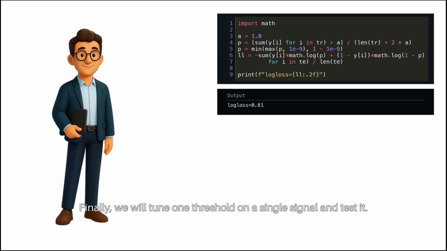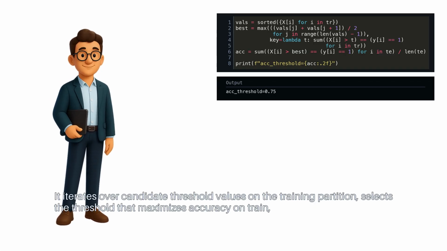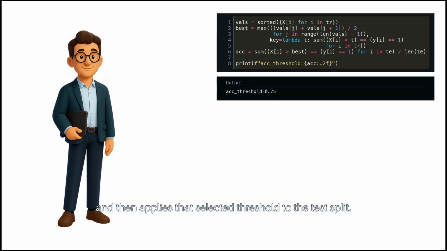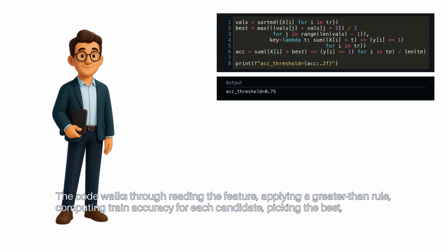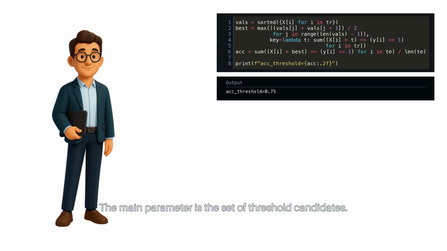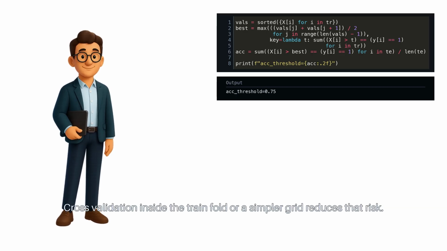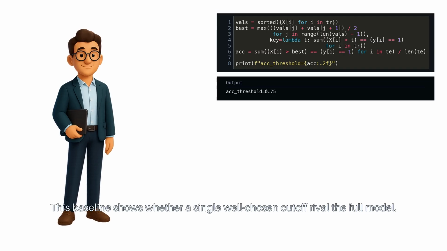Finally, we will tune one threshold on a single signal and test it. This snippet tunes a one-feature threshold on train and evaluates test accuracy. It iterates over candidate threshold values on the training partition, selects the threshold that maximizes accuracy on train, and then applies that selected threshold to the test split. The code walks through reading the feature, applying a greater than rule, computing train accuracy for each candidate, picking the best, and finally reporting test accuracy. The main parameter is the set of threshold candidates. A wider grid increases the chance of overfitting on train. Cross-validation inside the train fold or a simpler grid reduces that risk. This baseline shows whether a single well-chosen cutoff can rival the full model.